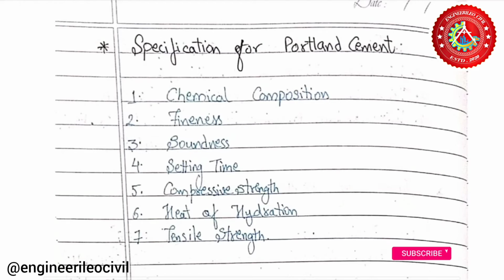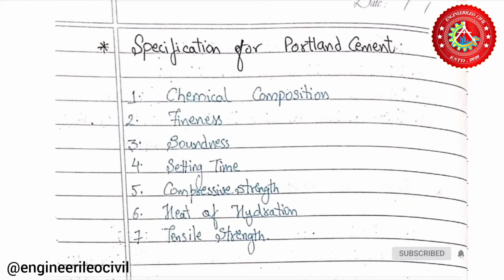Okay, so the next specification of Portland cement is its compressive strength. It is found out with the cube test in IS 1968-4031. The compressive strength at the end of 3 days should be not less than 11.3 Newton per mm square, and that at the end of 7 days should be not less than 17.2 Newton per mm square.